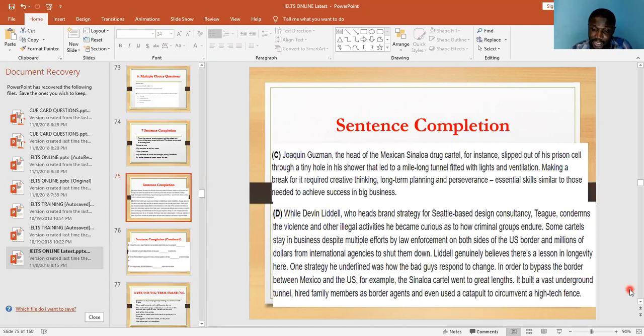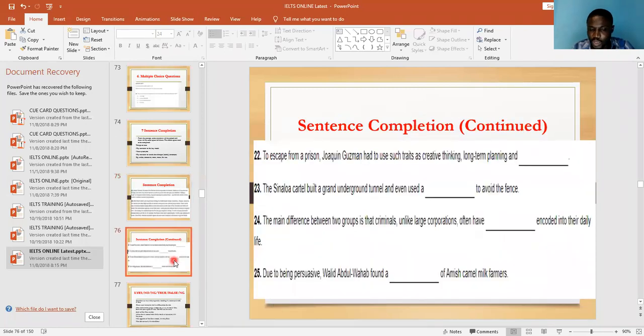Okay, and it particularly went on to mention a specific example. Now, let us see. This question is targeted at the example cited, and that's why I said in the construct of any paragraph: main idea, key action, examples. So, the Sinaloa cartel built an underground tunnel and even used a dash to avoid the fence.